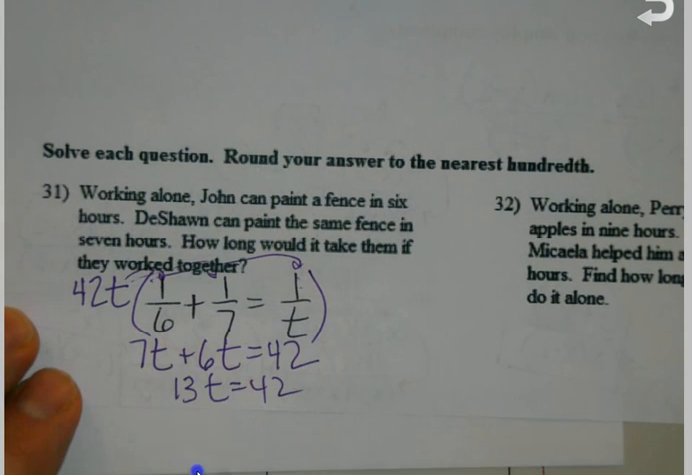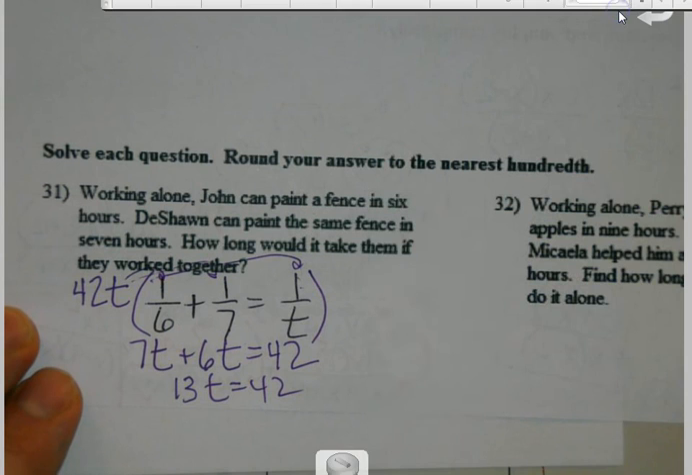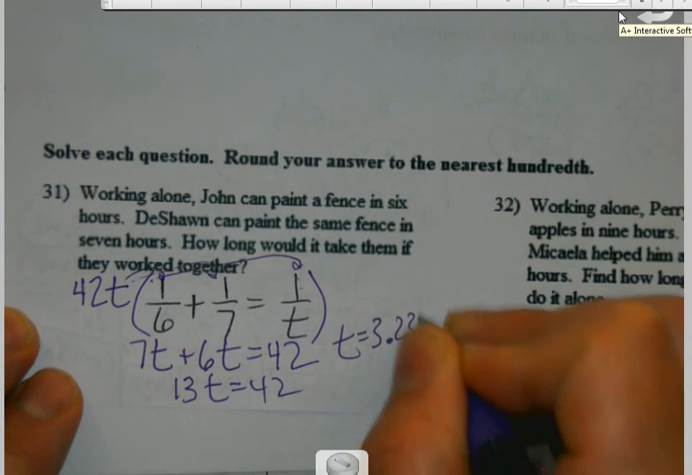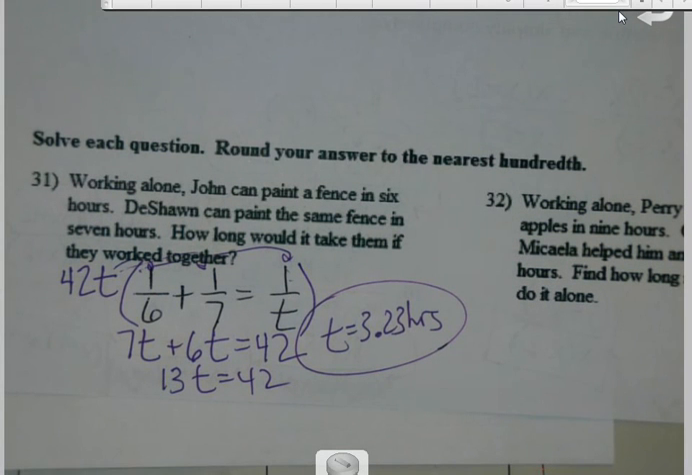So I go ahead and I'm going to get funky numbers. That's okay. It's like 3.23, which is sensible because they're working together. It should take less time. And that's how these set up. Now, if they tell me the together number, I just put that over here and I work it that way.